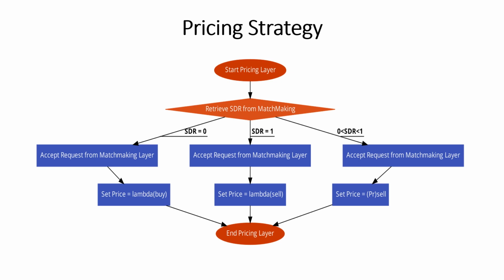Based on the above formulas, we can have a flow chart about the pricing strategy. After retrieving the SDR from matchmaking, when SDR is equal to 0, set price is equal to lambda buy. This is because when SDR is equal to 0, there will be no P2P, as there is no surplus energy available from the prosumer. So both peers have to buy the electricity from the utility grid. That's why set price is equal to lambda buy. But when SDR is equal to 1 or between 0 and 1, then the pricing strategy will be done as per the above formulas.